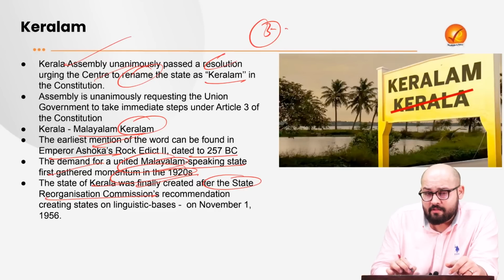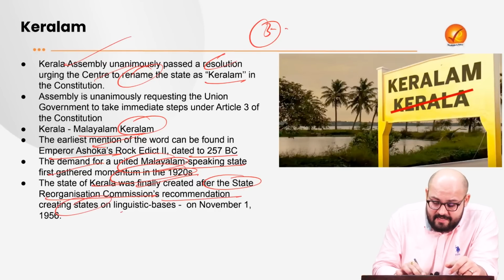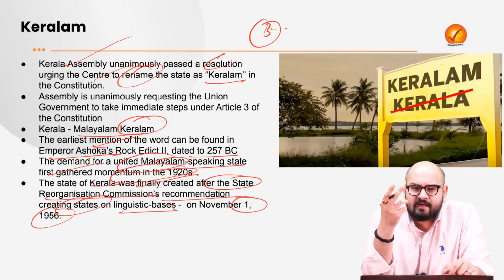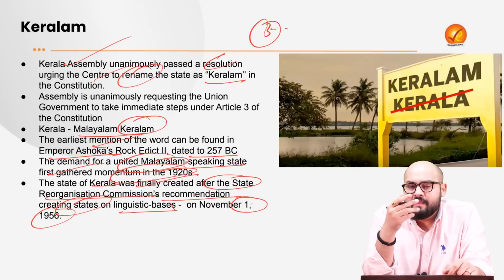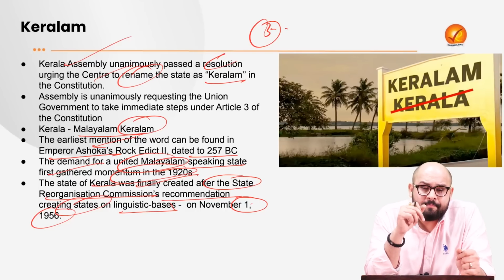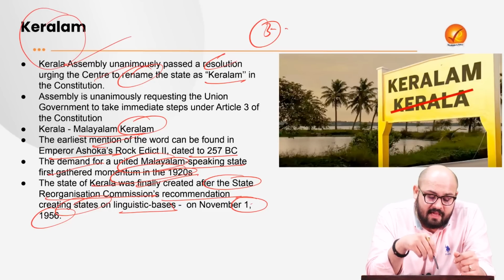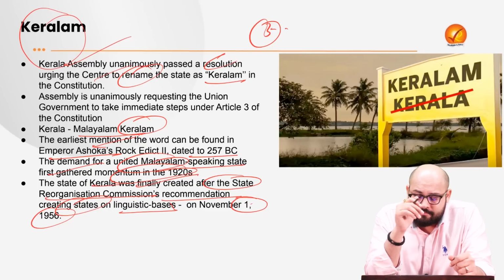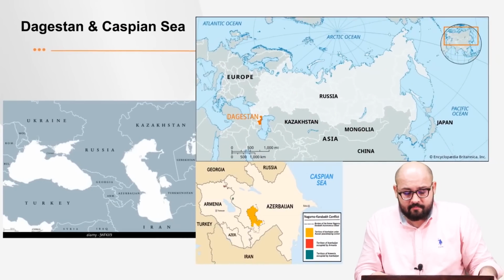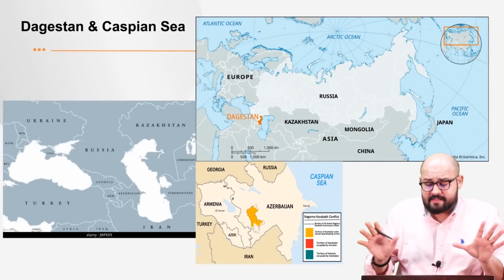So please study all about this also, the States Reorganization Commission recommendation creating states on a linguistic basis on November 1, 1956. What we see is that there have been such demands, and we also saw that there has been a demand by West Bengal to change its name. Right now we have the demand from Kerala to change the name to Keralam, right? So just remember that. Now, next article, and this is basically a mapping.